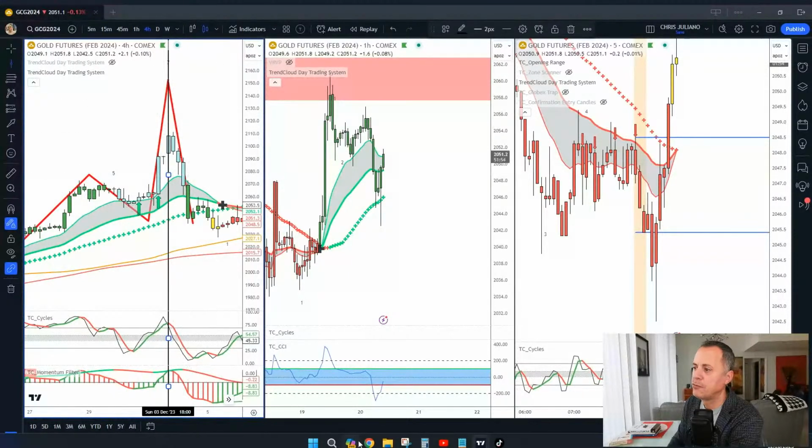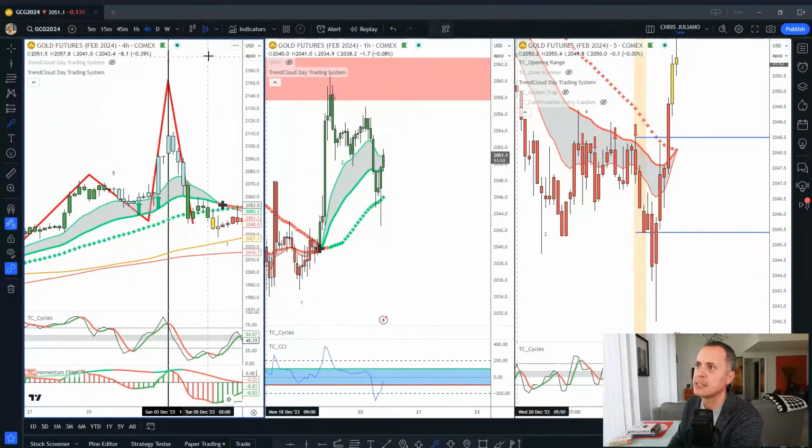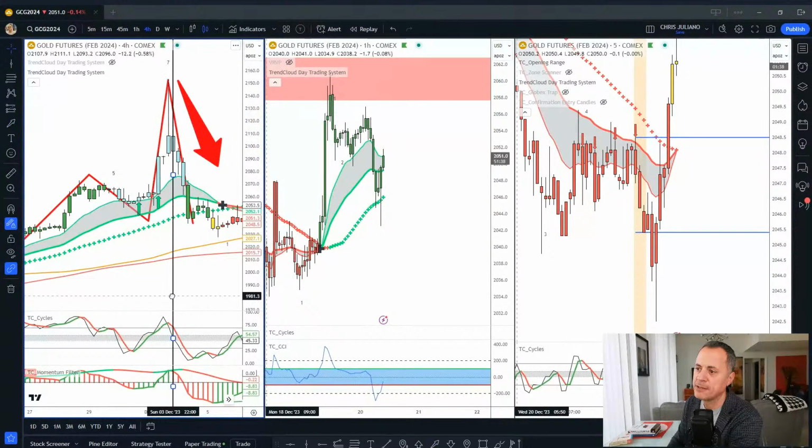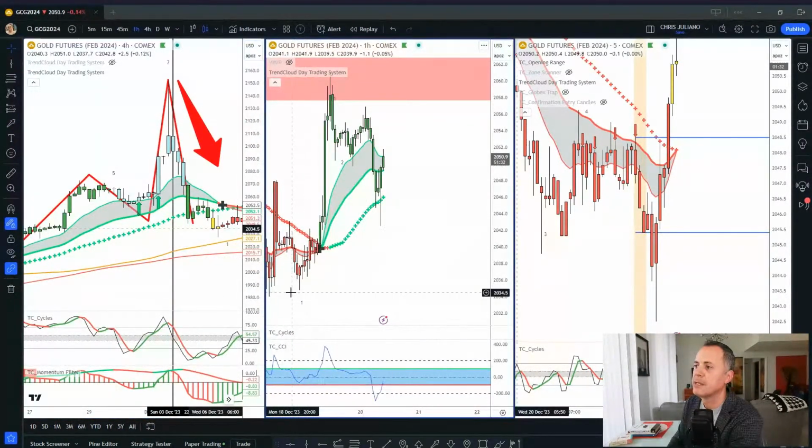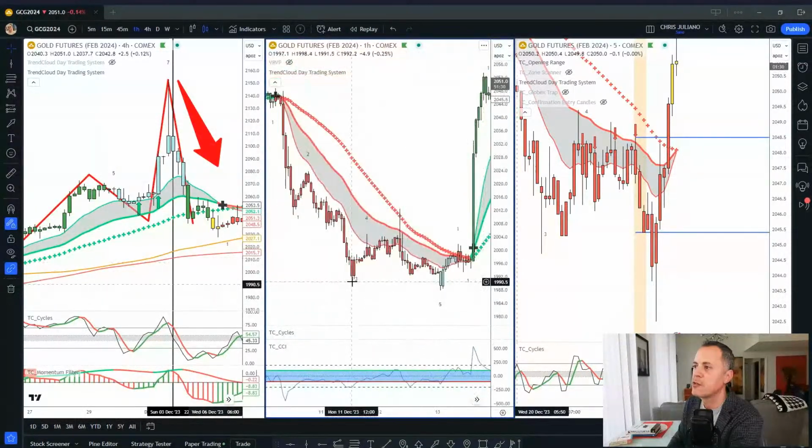Look at the move that took place down. Look at this downward move here. Very strong, cycling down. Momentum is about to go down. So it's not until here that we really start turning red. Let's get over to that section.